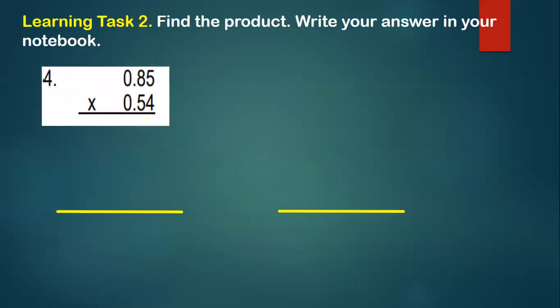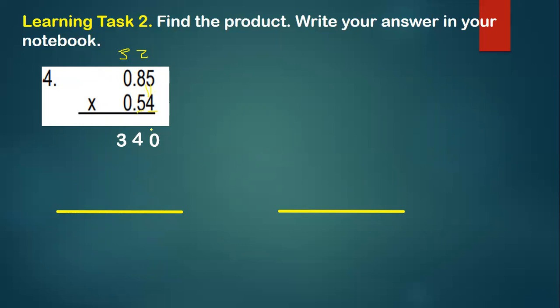Okay, number 4 tayo. Same process again. Multiply like whole numbers lang. Disregard the decimal point. Simula tayo sa ones place or sa hundreds place. So that is 4 times 5, and that is 20. Carry 2. 4 times 8. Okay, that is 32 plus 2. That is 34. Carry 3. And then 4 times 0, that is 0 plus 3. And that is 3. Okay?